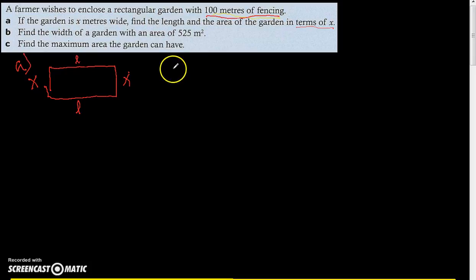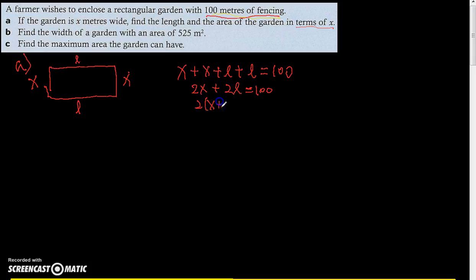So I can say x plus L plus x plus L is equal to 100. That makes sense, right? Because that's how much fence I have, and I'm going to use this amount of fence to make these four sides. And I can simplify this. This becomes 2x plus 2L is equal to 100. And I can factor the 2 out. I will have 2 times x plus L is equal to 100. So x plus L, I can divide 2 on both sides, I get 50.